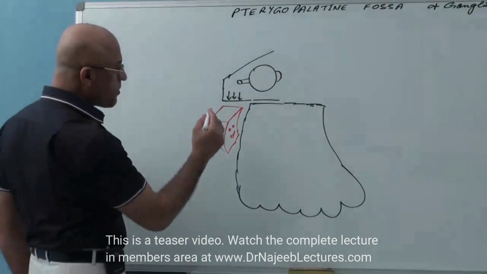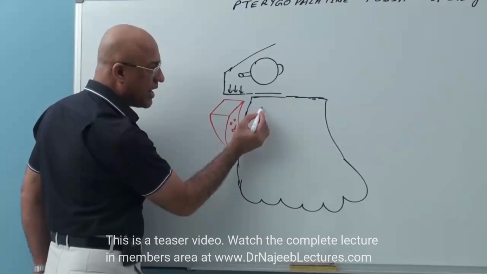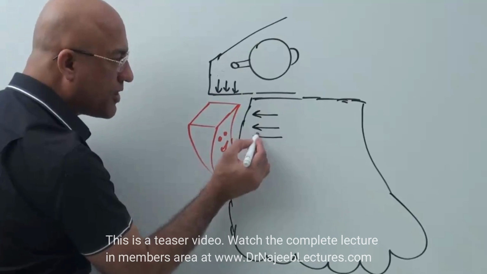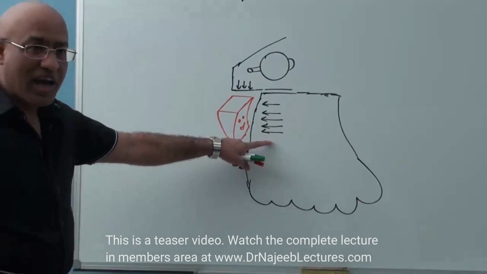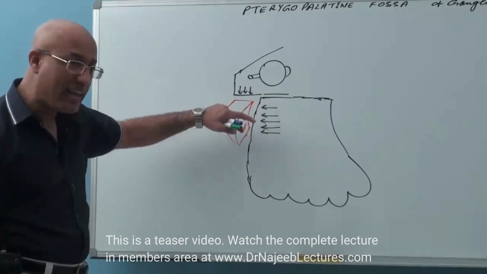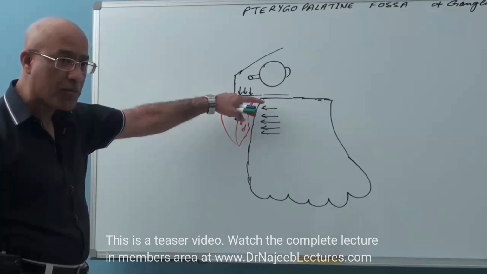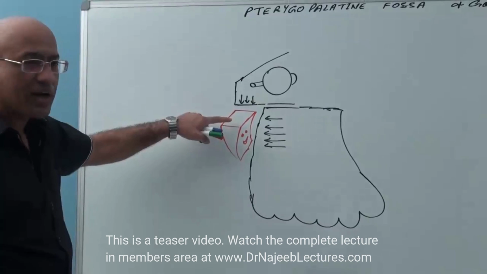What is this? Maxilla. So the second important information which I would love to give you is that this Pterygopalatine Fossa is just on the back of the maxilla. Which part of the maxilla? Of course, it's behind the upper part and inner side of the maxilla, the superomedial part of the maxilla. It is behind the superomedial part of the maxilla.